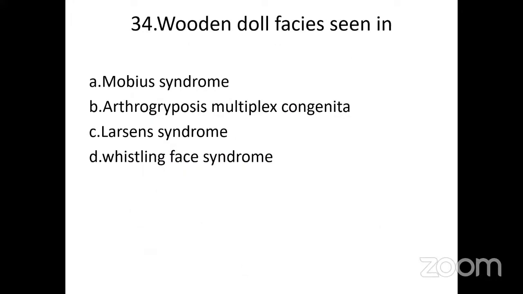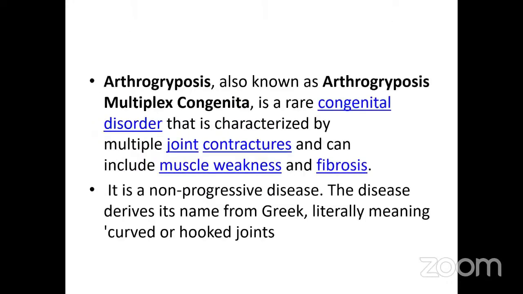Then wooden doll facies. That means expressionless facies is seen in which condition? That's typically seen in arthrogryposis multiplex congenita. The word itself is self-explanatory. Arthro means joint, gryposis means crooked, multiplex means multiple, and congenita means present from birth. That means multiple congenital contractures of the crooked joints. The newer terminology is not AMC, it is MCC, multiple congenital contractures. There are two types, neuropathic and myopathic.